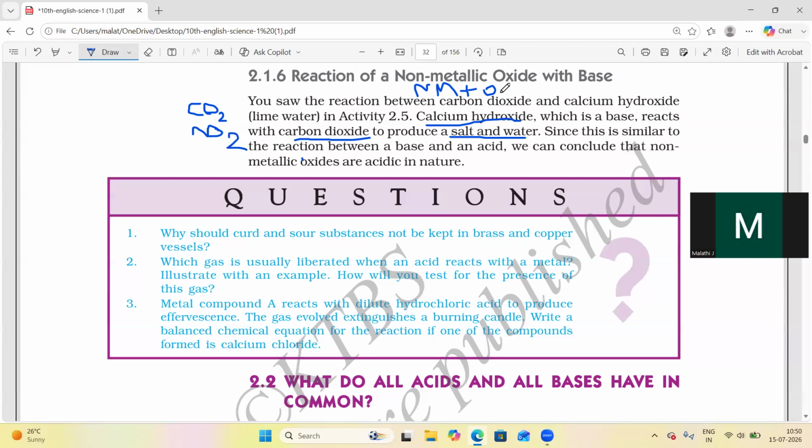You should write that a non-metallic oxide reacts with the base. What do you get? Again, the products are salt and water. That is the example. You should write the general equation, because they may ask what products you get when non-metallic oxides react with a base.